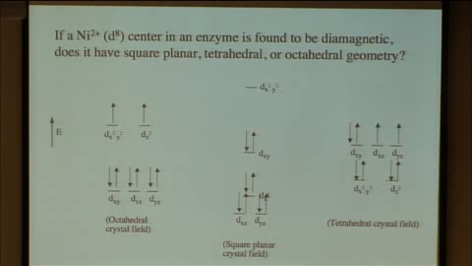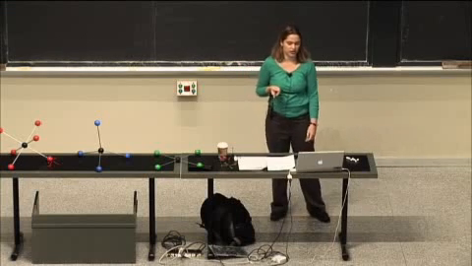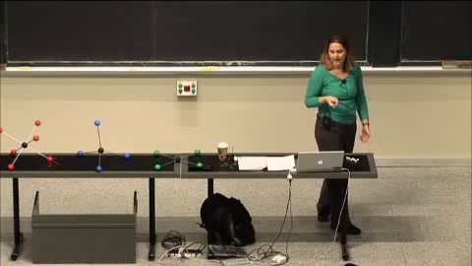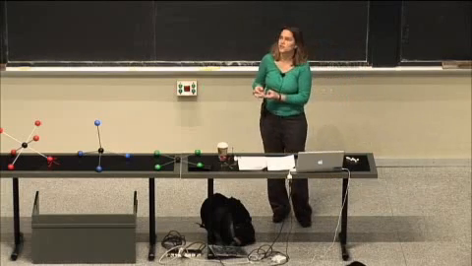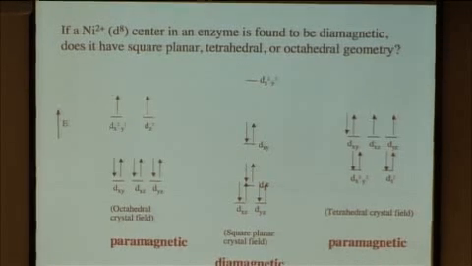All right, so now we can consider which of these will be paramagnetic and which will be diamagnetic. What's octahedral? It's paramagnetic. We have unpaired electrons. What about square planar? Square planar is diamagnetic. And what about tetrahedral? Paramagnetic. So if the experimental data told us that a nickel center in an enzyme was diamagnetic, and we were trying to decide between those three geometries, it really seems like square planar is going to be our best guess.